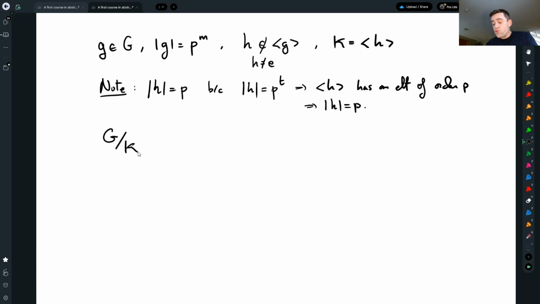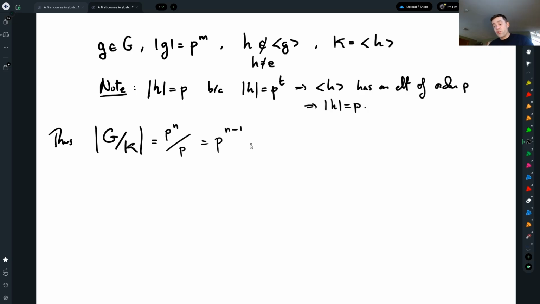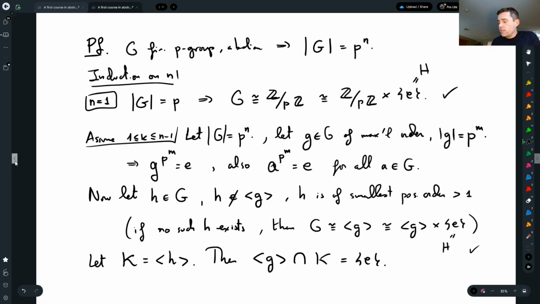I'm going to use the induction hypothesis on this other group, because this is another abelian group, but the order is the order of G, which was P to the n, divided by P. So this is of order P to the n minus 1. So the induction hypothesis is going to apply here. So I just need to find an element of the maximal order in here. What is the induction hypothesis?